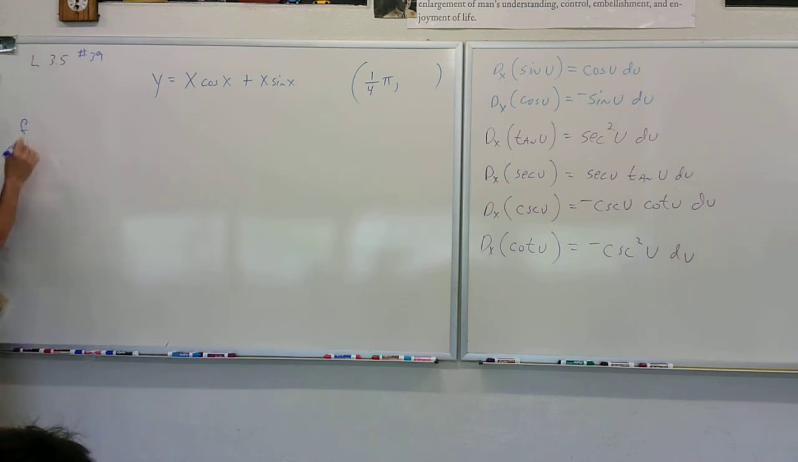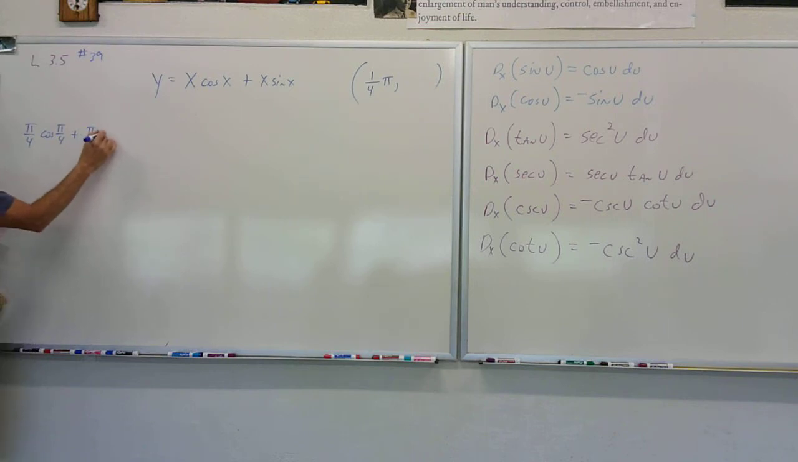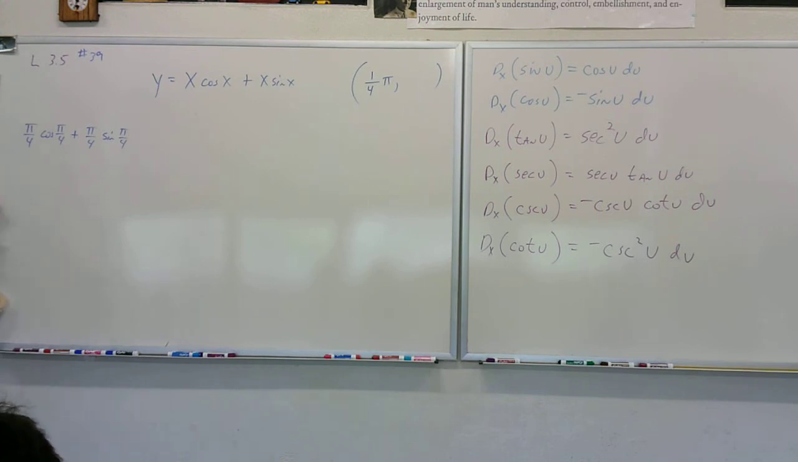for pi over 4. So we're going to substitute pi over 4 in there and just see what we get. We're going to get pi over 4 cosine of pi over 4 plus pi over 4 sine of pi over 4. Now, if you know your unit circle, you know the cosine of pi over 4 is 1 over the square root of 2. And you know the sine of pi over 4 is what? 1 over the square root of 2, or square root of 2 over 2 if you rationalize it.